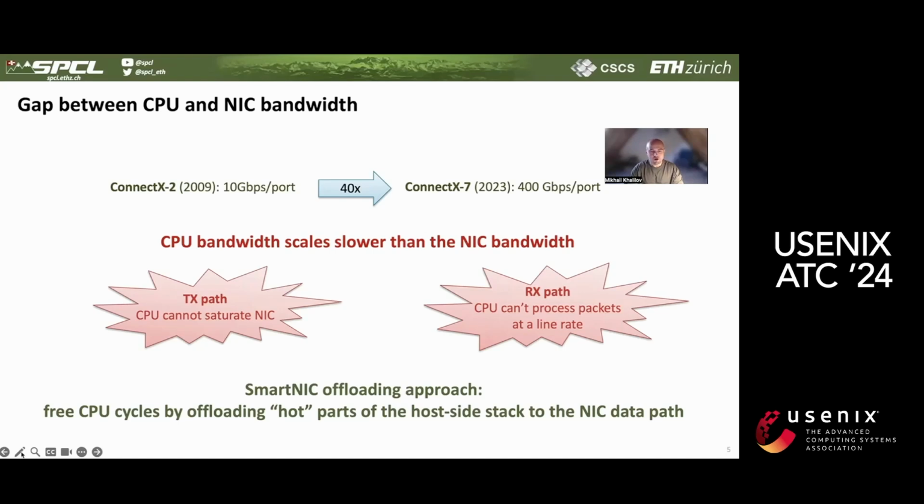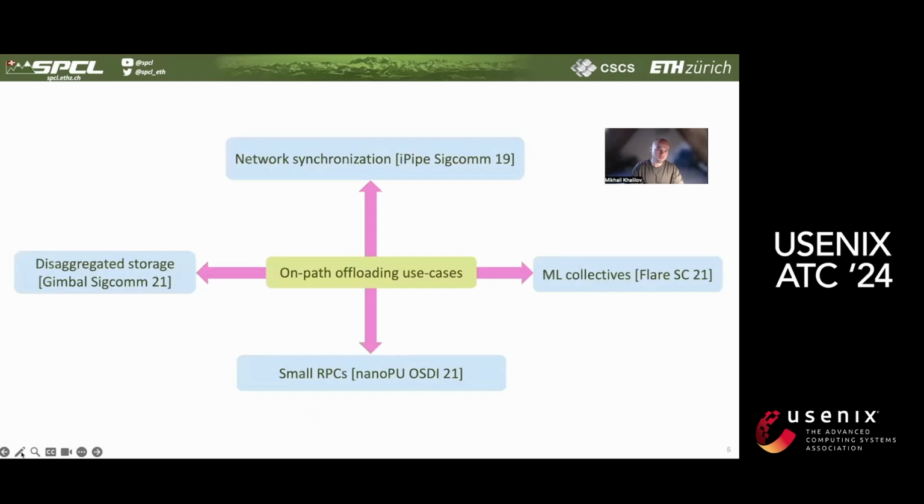SmartNICs extend NIC programming capabilities such as RDMA to enable offloading of user-defined packet processing kernels, and these kernels are executed on cores collocated with the NIC DMA engine. Over the last 5 years, the community demonstrated how to leverage SmartNIC offloading to accelerate various data center applications such as consensus protocol, processing small RPCs, or reduced acceleration, and many others.